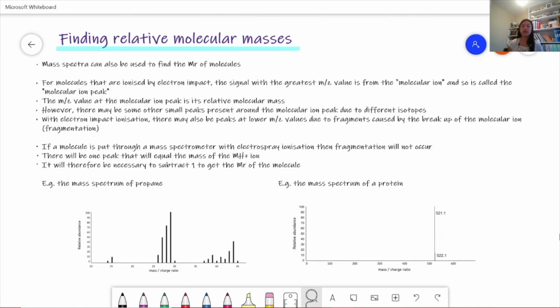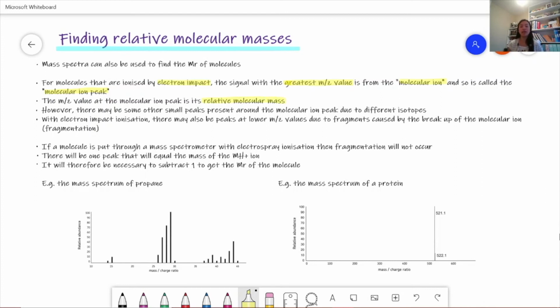Now we're going to talk about how to find the relative molecular mass. We can use mass spectra to find the Mr of molecules, and the Mr is the relative molecular mass. For molecules that are ionized by electron impact, the signal with the greatest m/z value is from what we call the molecular ion, which is basically the parent ion. We call this peak the molecular ion peak, and the m/z value at the molecular ion peak is equal to its relative molecular mass.